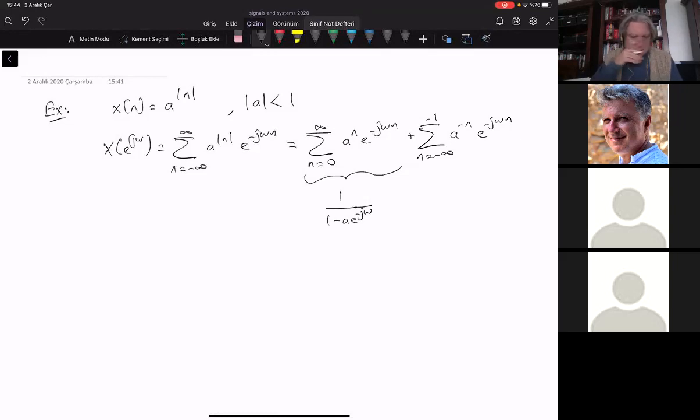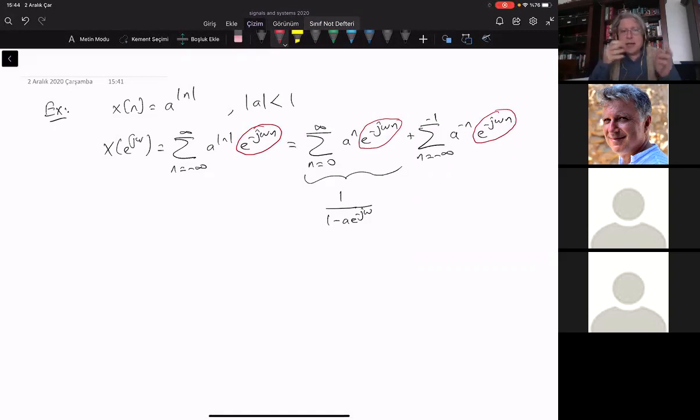Kadir Kemal asked a question. Sir, when n goes from minus infinity to minus 1, won't it be e to the j omega n? No, no, no. I see your question, and the answer is no. See, this part is always e to the minus j omega n. I mean, that is in the formula. It's the Fourier transform formula. It is a to the absolute value of n that changes with respect to whether n is negative or n is positive.